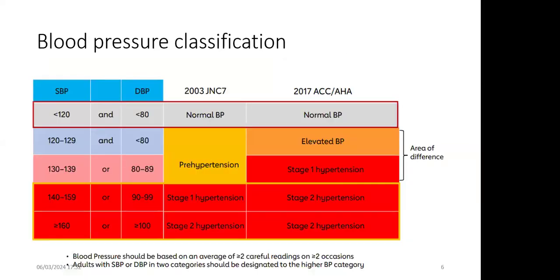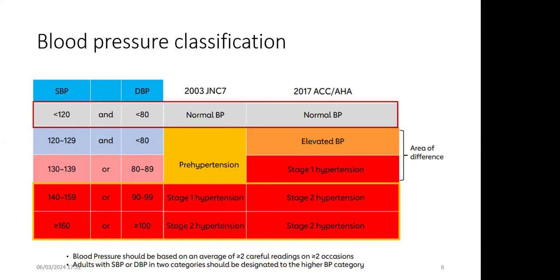We're going to go straight to how do we classify blood pressure. Initially, according to JNC7, that was in 2003, we were looking at classification of hypertension or blood pressure. As you can see on the chart, normal blood pressures were less than 120, less than 80.